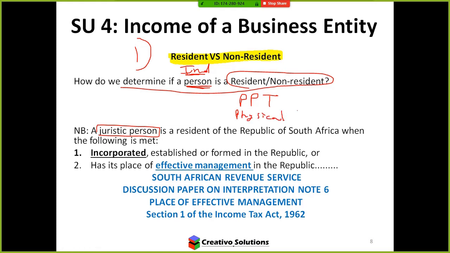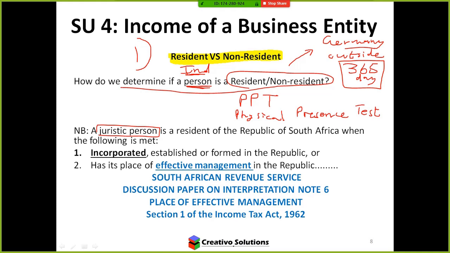This is in the notes. Physical presence test. So for an individual, we are individuals, right? If we go work abroad, let's say your company sends you to Germany to work for a few years, and you are outside the country for the entire year, for 365 days, would it be fair to consider you as being a resident if you've been out the country for 365 days? No. It wouldn't be, yes.